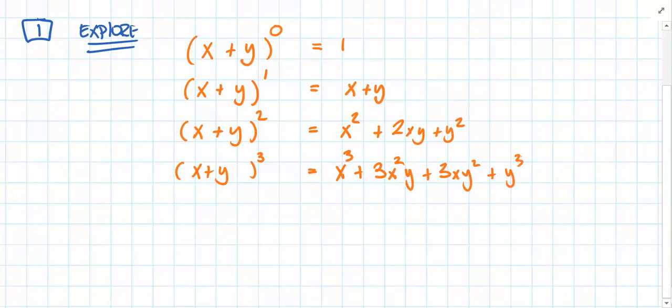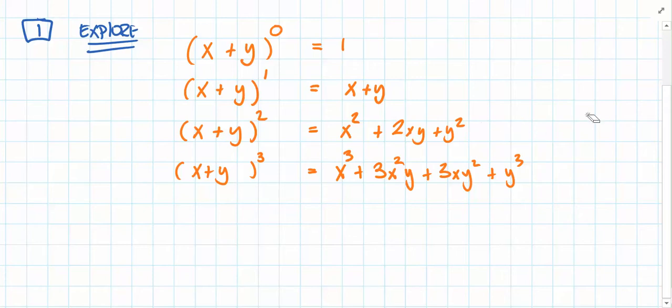Okay, would you say that was somewhat challenging to get? Or I wouldn't say challenging, but it was time consuming, right? So how many of you took the previous term and just multiplied it by x plus y? Is that what you did? All right, good. That's a really good strategy.